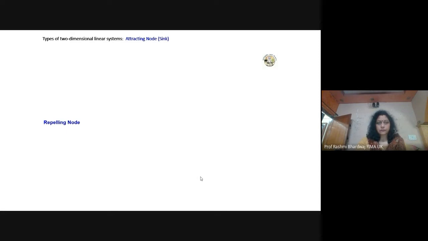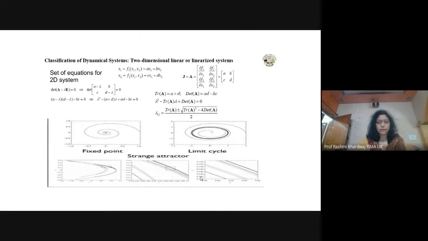Suppose now we are taking a two-dimensional system. Let the function be x1 dot equal to f1 of x1, x2, which is nothing but ax1 plus bx2. x2 dot is nothing but cx1 plus dx2. Now our system is this one, ax1 plus bx2, cx1 plus dx2. Then based on these conditions or variable values, we can find out how the system evolves.